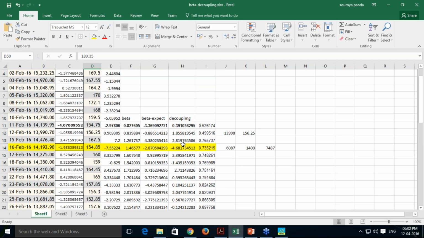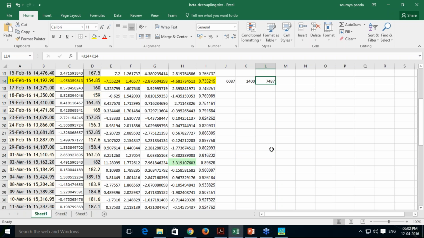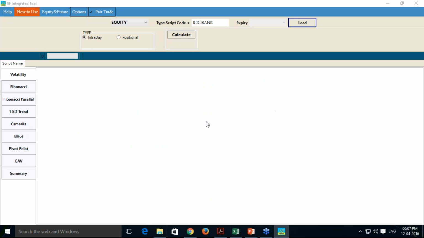Whenever beta decoupling expands and it recouples, that situation gives you profit. In a similar way, you can simulate this and check it for the past 3 months, 4 months. Whenever decoupling happens, you wait for that opportunity and enter at a proper time. And once that decoupling recouples, you get a profit. So this is how you should enter a beta decoupling trade. Any question in this regard? Let me make it very clear to all of you.